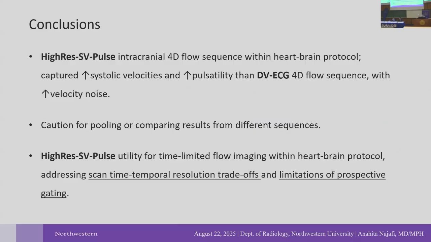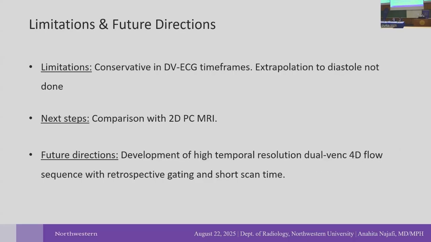Our results show that we need to be cautious when pooling or comparing results from different studies that use different sequences. High-res SV pulse was useful for time-limited flow imaging within the heart-brain protocol because it could address scan time and temporal resolution trade-offs and limitations of prospective gating.